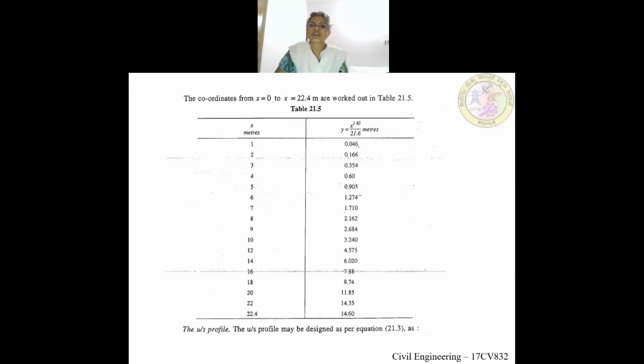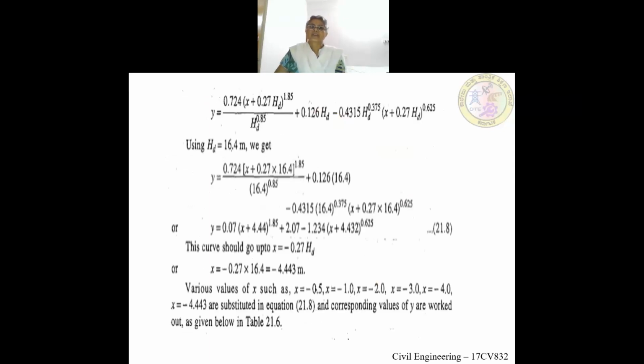So these are the corresponding y coordinates. In this expression, you substitute the value of x. So x is equal to 1, you will get this. x is equal to 2, you will get this. So like this, you will get the xy coordinates on the curve. Then the downstream profile is given by this equation, this empirical formula.